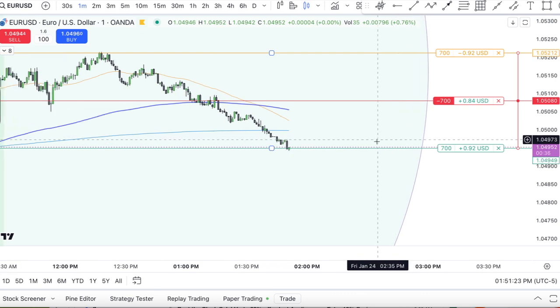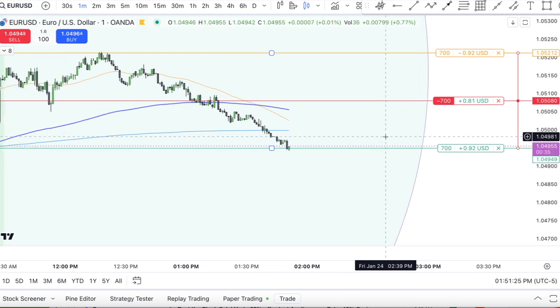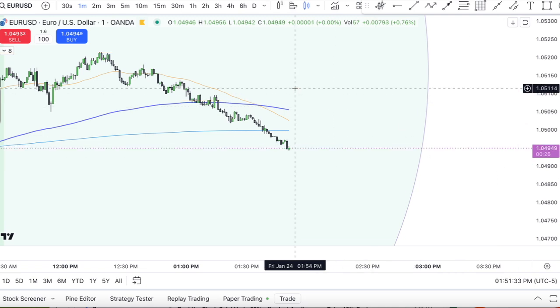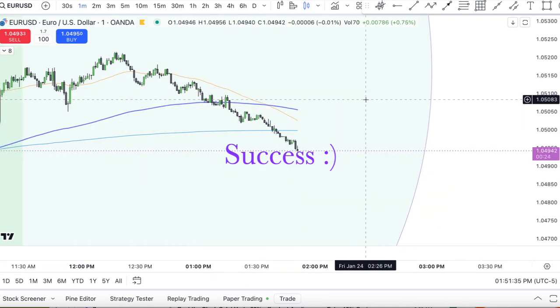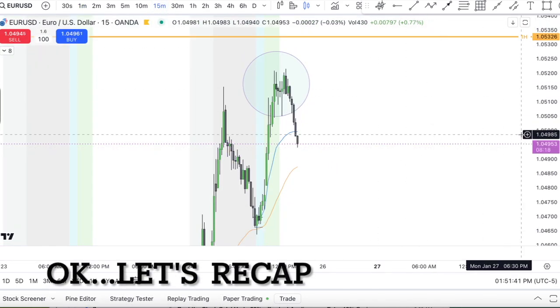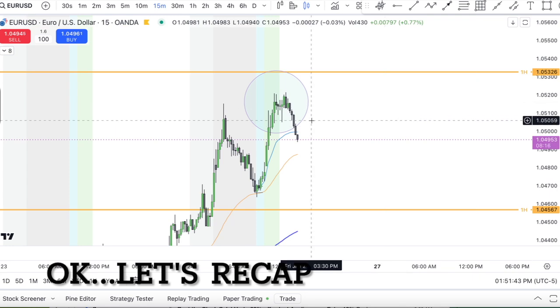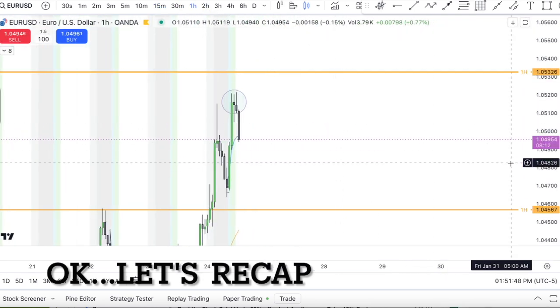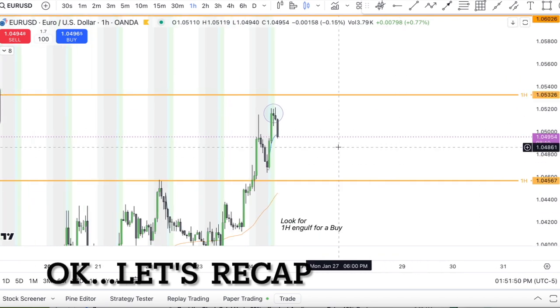And you also have to account for spread sometimes. Okay, that did it. So it looks like we're out of the trade now officially, which is great. All right, so we're successful with our 3-bar reversal on the 1-hour time frame.